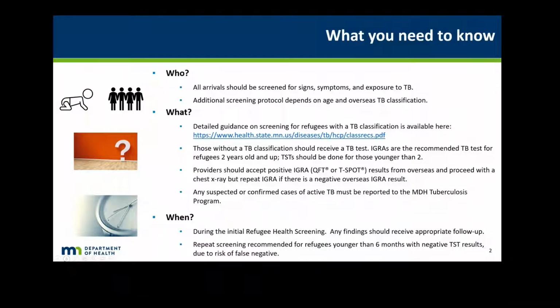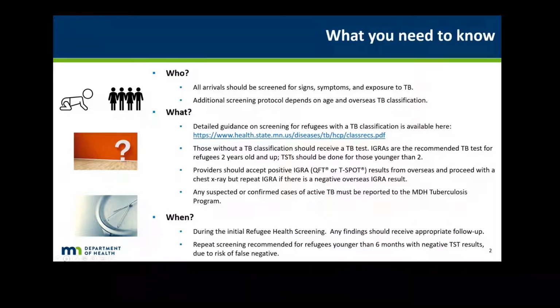IGRAs are the recommended TB tests for refugees 2 years old and up. TSTs should be done for those younger than 2 years of age. Providers should accept positive IGRA results from overseas and proceed with a chest X-ray, but should repeat an IGRA if there is a negative overseas IGRA result.